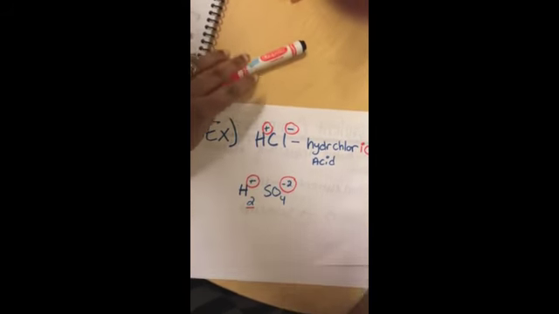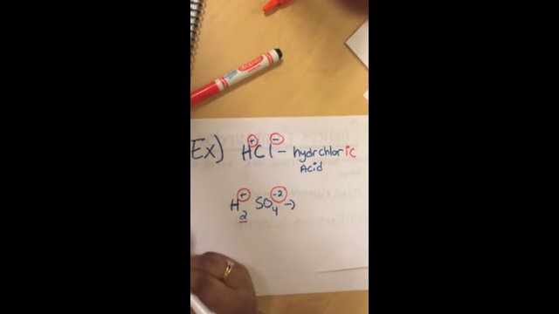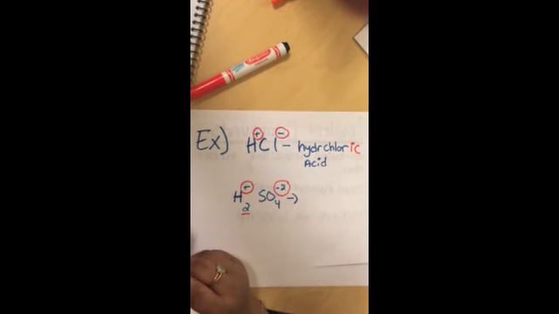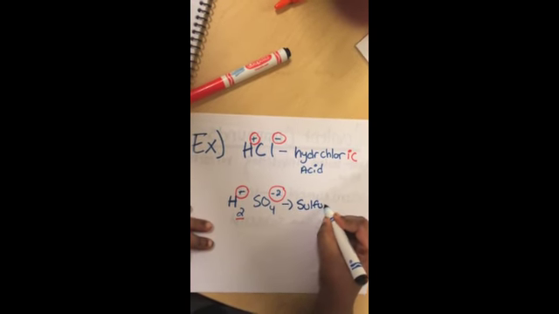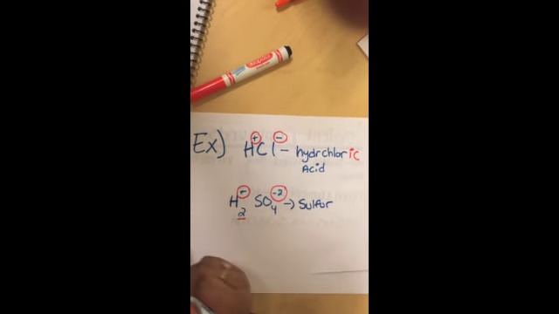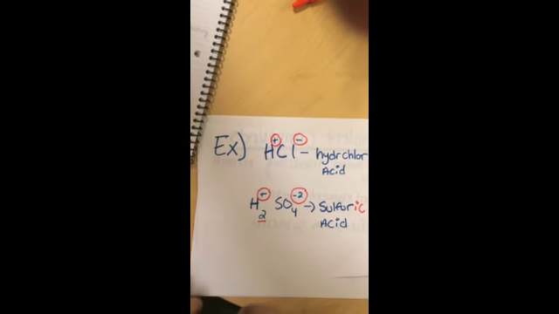Okay, so when naming this acid, we would call it sulfuric acid. Now, here's the ending again, ic acid. And that's the end.